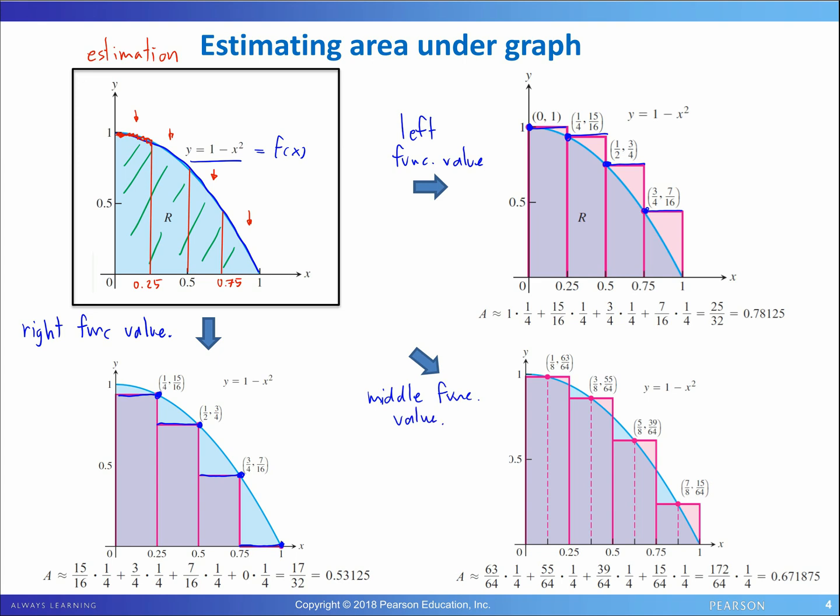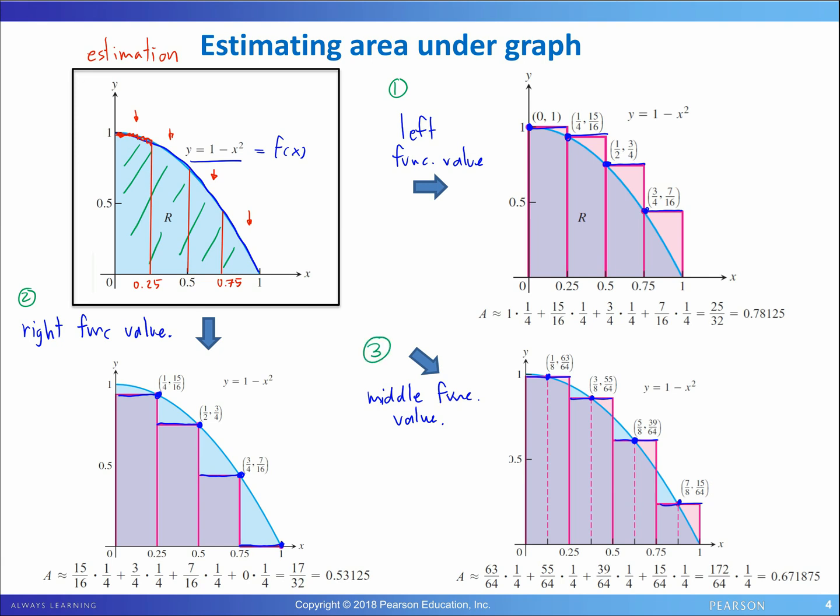As you can see here in the first section, middle function value as the height of the first rectangle. Second section, middle function value as the height over here. Same thing down here, third section, middle point, and once again down here, middle point as the height of the last rectangle. Now at this point, the question is which option is the best? So we have the first option, left function value, second option, right function value, and the last option, middle function value.